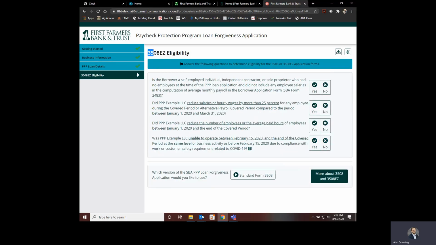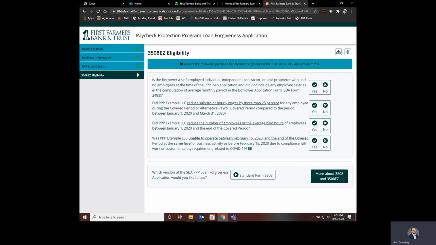Now this is very important. This is the 3508 EZ eligibility. We're trying to figure out whether you are eligible for the EZ form. And as you can tell, this form will be easier for you to fill out. So you want to get the EZ form if at all possible. That will show up right down here if you're eligible for the EZ form, and you should definitely click this one if it pops up.